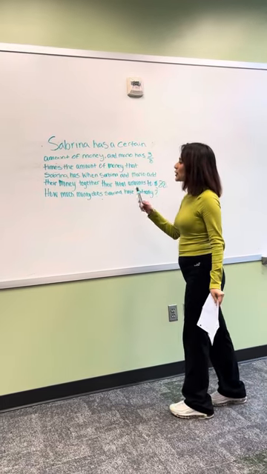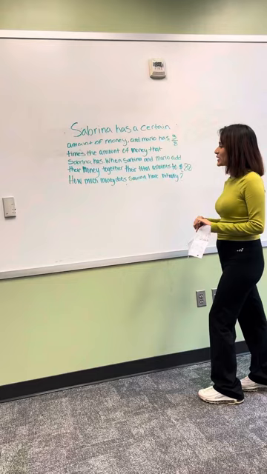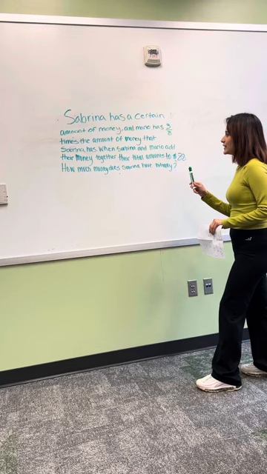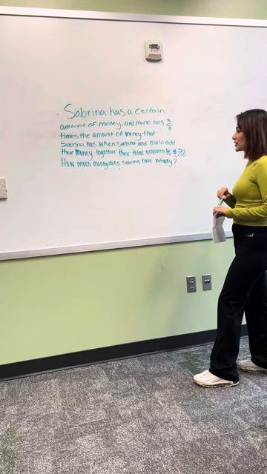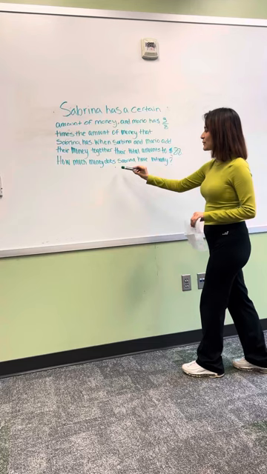So this is part B, and we're going to be solving this problem using the false position method. I'm going to read the problem. Sabrina has a certain amount of money, and Mario has 3/8 times the amount of money that Sabrina has. When Sabrina and Mario add their money together, their total comes out to $88. How much money does Sabrina have initially?